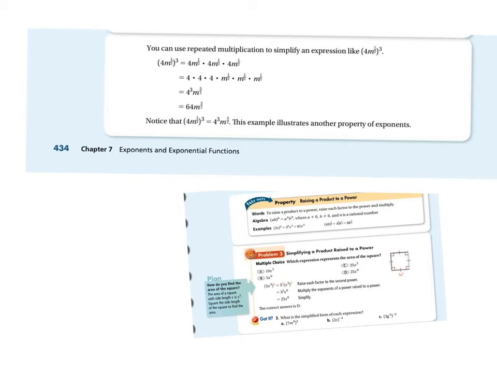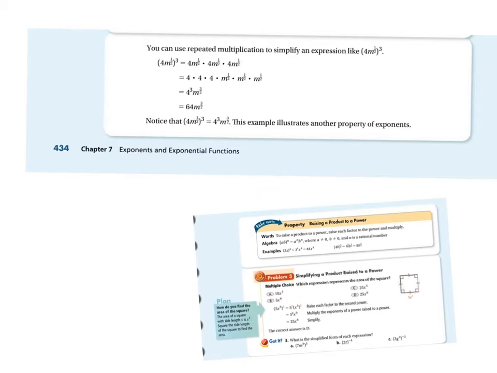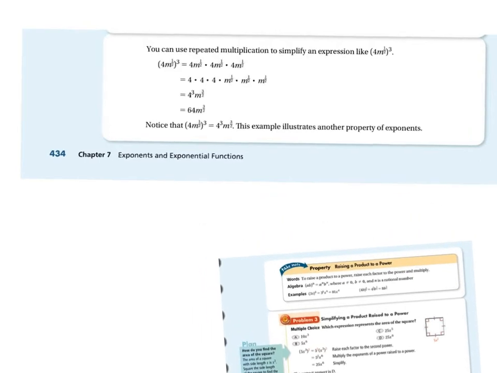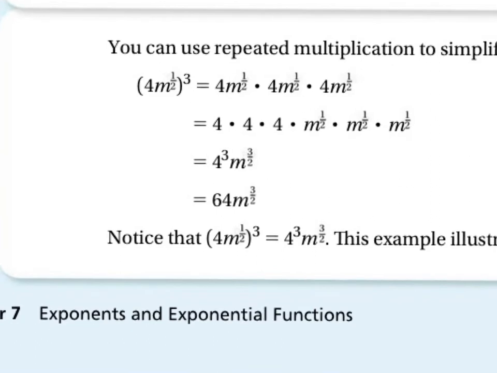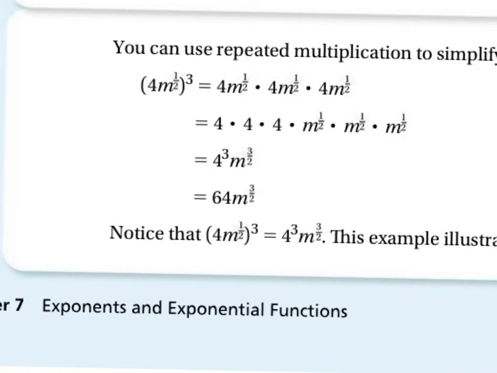Bottom of the page just mentions we can use repeated multiplication to simplify an expression like this. So this is them for a moment doing what I mentioned earlier. If something's cubed, you can take it times itself 3 times. And then what we could do, get all the 4's together, multiply those, would be 64. Multiplying like bases, add the exponents. A half plus a half plus a half is 3 halves.